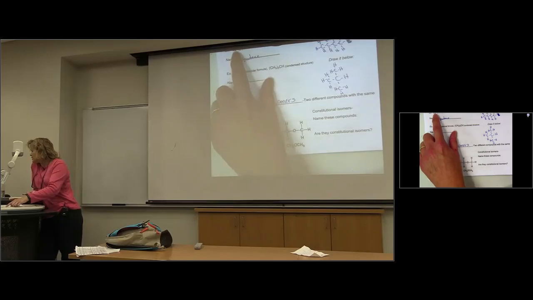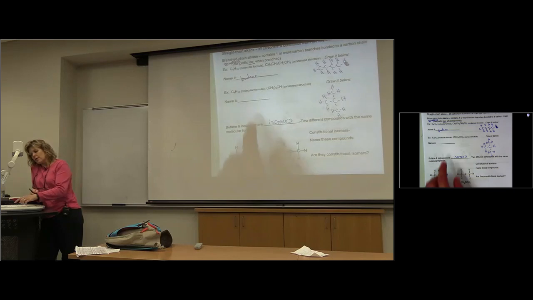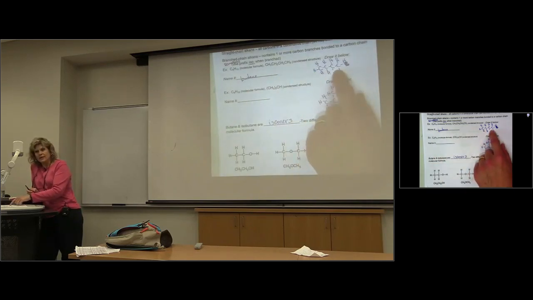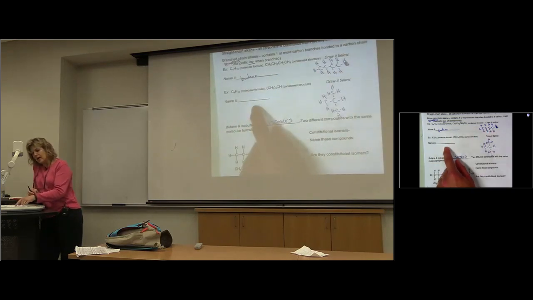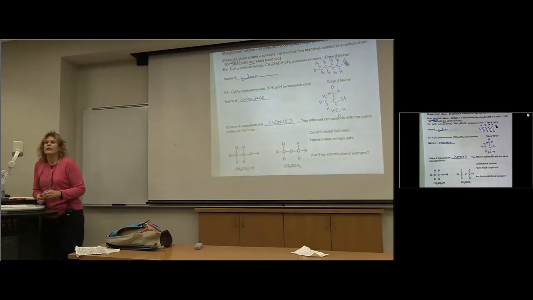And as I mentioned up here, sometimes when we have a branch, we use the prefix iso. So if this is butane, this is isobutane. So we call this one isobutane. Now that is not the IUPAC method of naming it.